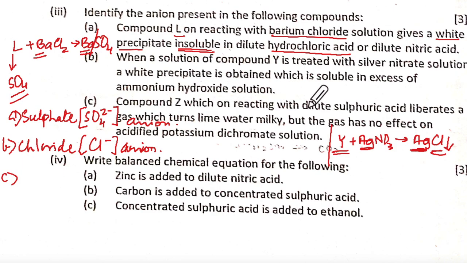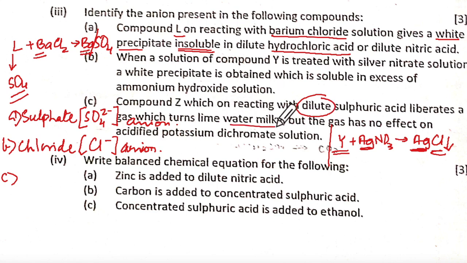Compound Z, on reacting with dilute sulfuric acid. Dilute acid will liberate CO2 from carbonate, SO2 from sulfite, and H2S from sulfide. Correct? Which page is it on? Look at your HCl reactions, page 155. Can you see carbonate will give you CO2? Sulfite will give you SO2. And sulfide will give you H2S. Correct? Alright.